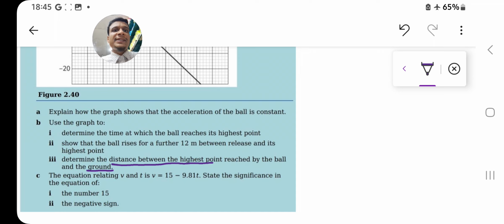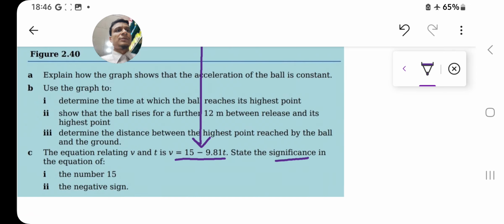Now in part C they are saying that the equation for the VT graph is this. For this VT graph they are giving this equation, and now they are asking what is the significance of the equation. There are a lot of attributes in this equation, so in part 1 they are asking what you mean by the number 15 and what you mean by the negative sign.